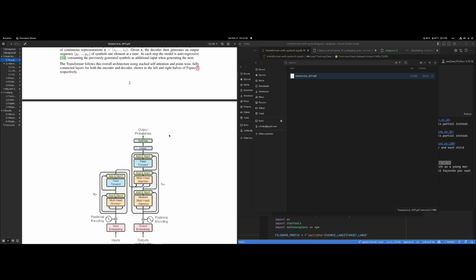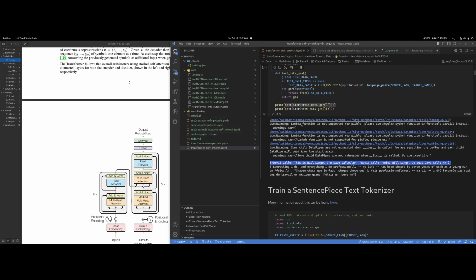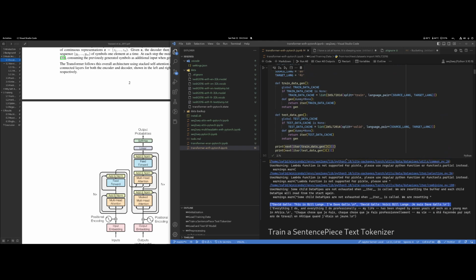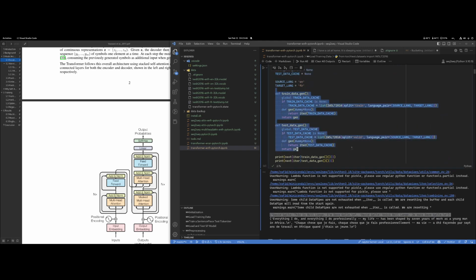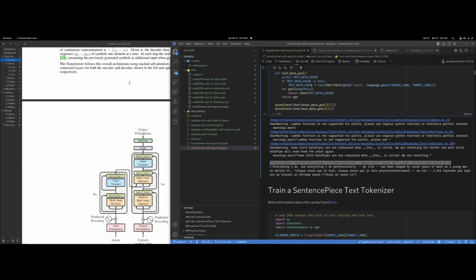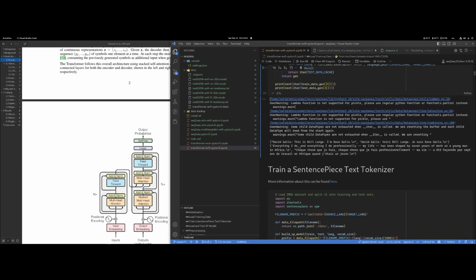Cool. Let's go back to this, and I hope this now is a bigger font, which makes it easier to read. So we did have here some function to load the data, and you can see here some examples. That's a sample statement: David Gallo, this is Bill Lange, etc. And then here is the translation of the statement in French.